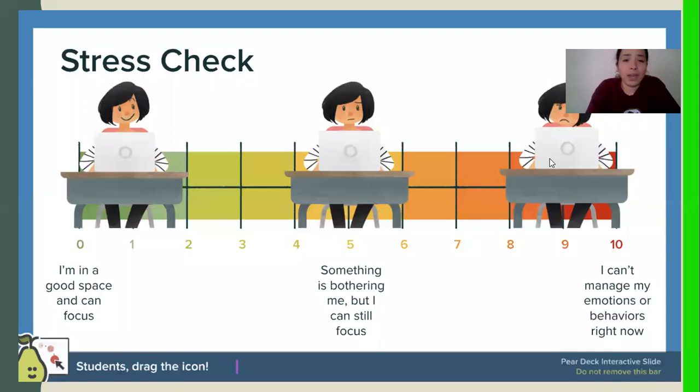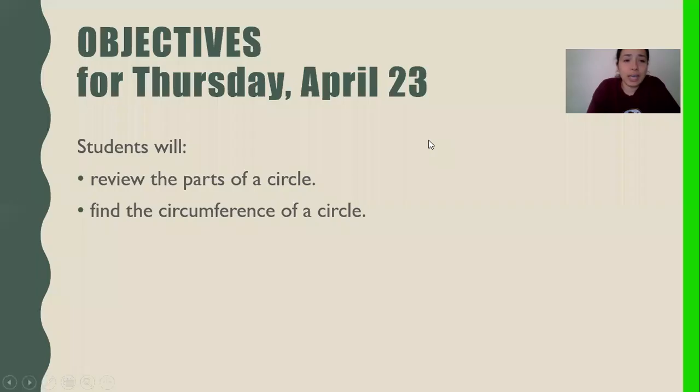All right, let's go ahead and look at our objectives for today. The objectives for Thursday, April 23rd are to review the parts of a circle, and we're also going to find the circumference of a circle. I know we talked about last time what a circumference was, but now we're going to actually figure out how to find the circumference using the knowledge from our last session.